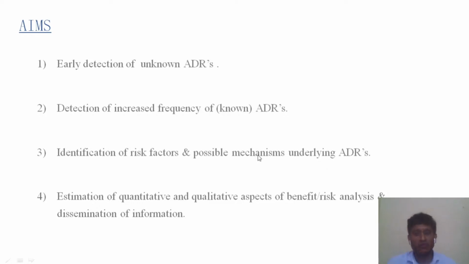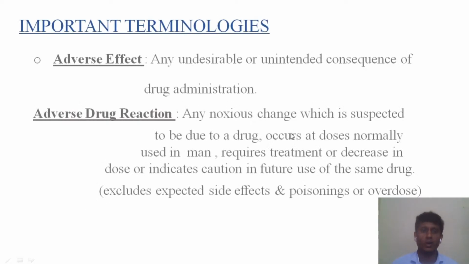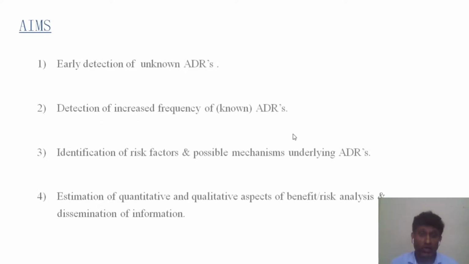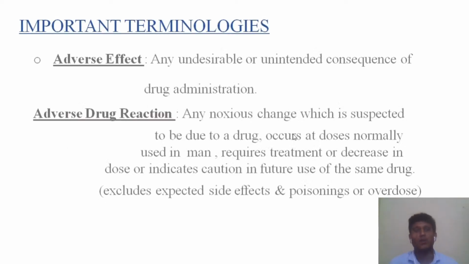So these are some of the aims of pharmacovigilance: early detection of unknown reactions, detection of increased frequency, knowing possible mechanisms, risk benefit analysis, and disseminating the information all over the world. How it can be done, we shall see. Now, we know what pharmacovigilance is, why we need it, that we cannot rely upon preclinical and clinical data, and what is required. So those are the aims and objectives, and how to go about pharmacovigilance.